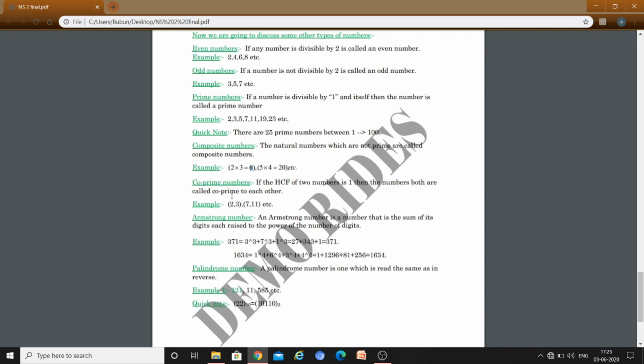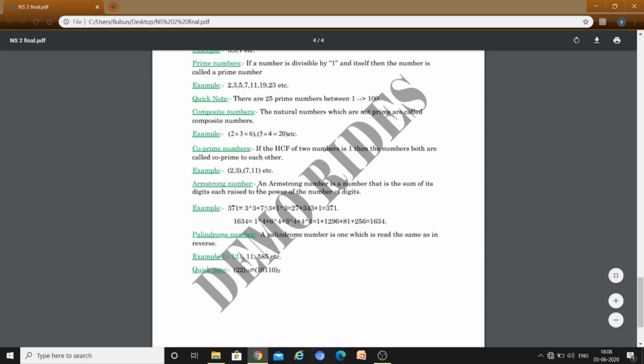Now, what are the co-prime numbers? If the HCF of two numbers is 1, then the numbers both are called co-prime to each other. Okay. If the HCF, what is HCF? The highest common factors. If the highest common factors of two numbers is 1, then the numbers both are called co-prime to each other. Like 2 and 3, 7 and 11. In 2 and 3, the HCF of 2 and 3 is 1. So we can call these 2 and 3 are co-prime to each other.